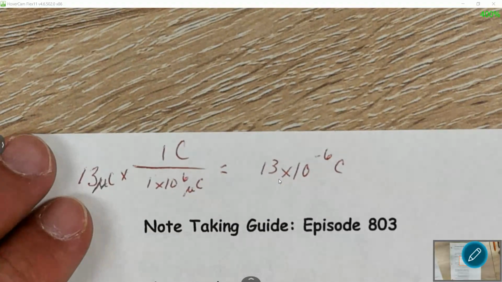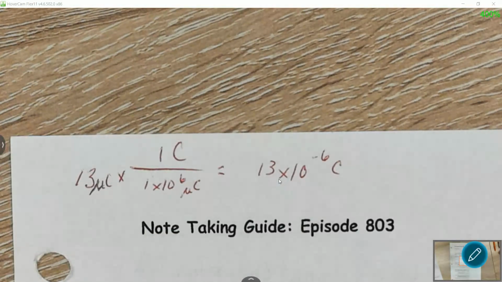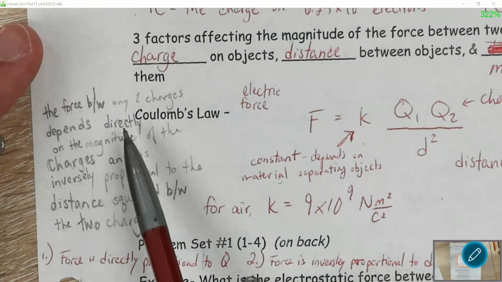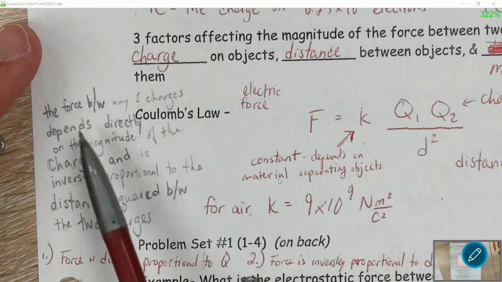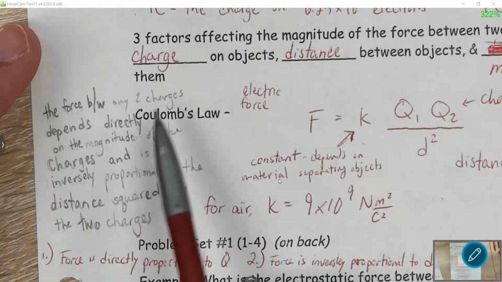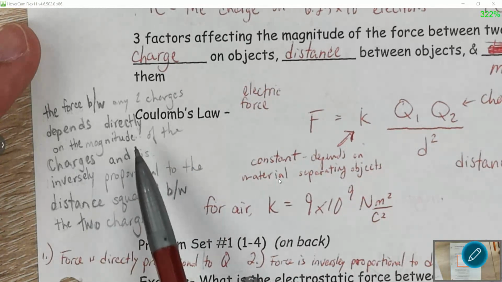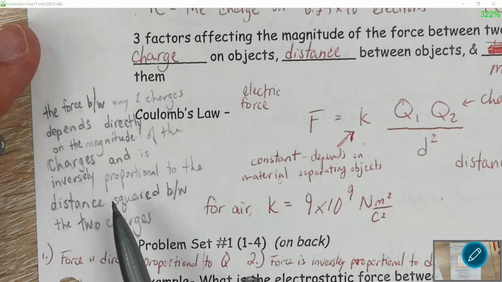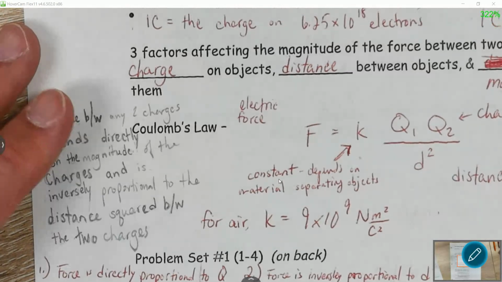The 3 factors that determine the magnitude of the force between 2 charged objects are the charge on the objects, the distance between them, and the material that is separating them, whether it's air or an insulated material. The force between any 2 charges, Coulomb's law, which is what we're going to talk about, depends directly on the magnitude of the charges and is inversely proportional to the distance squared between those 2 charges.